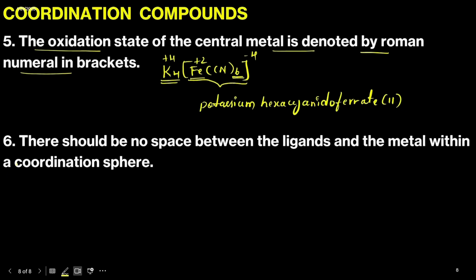Next, the sixth rule says that there should be no space between the ligands and the metal within the coordination sphere. This is the coordination sphere. While writing the name of the coordination sphere, there should be no space between ligand and metal. It should be like one word. You should not give any space. You have to give only one space between the counter ion and the coordination sphere.